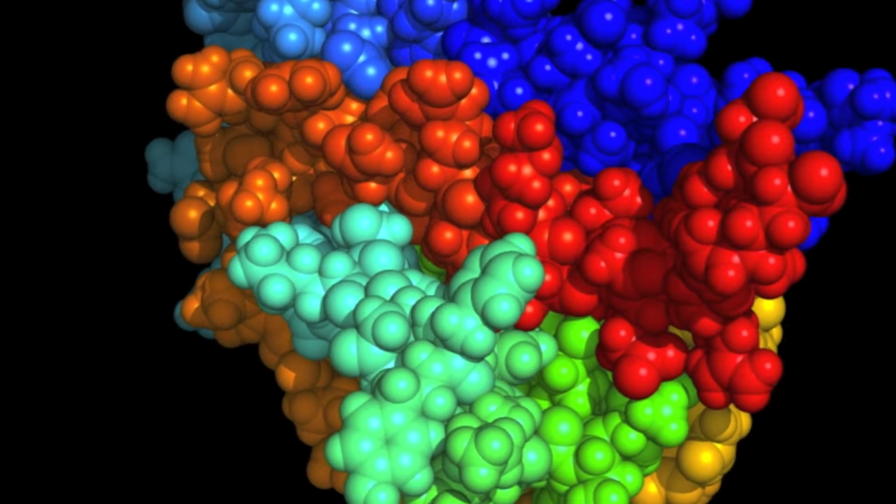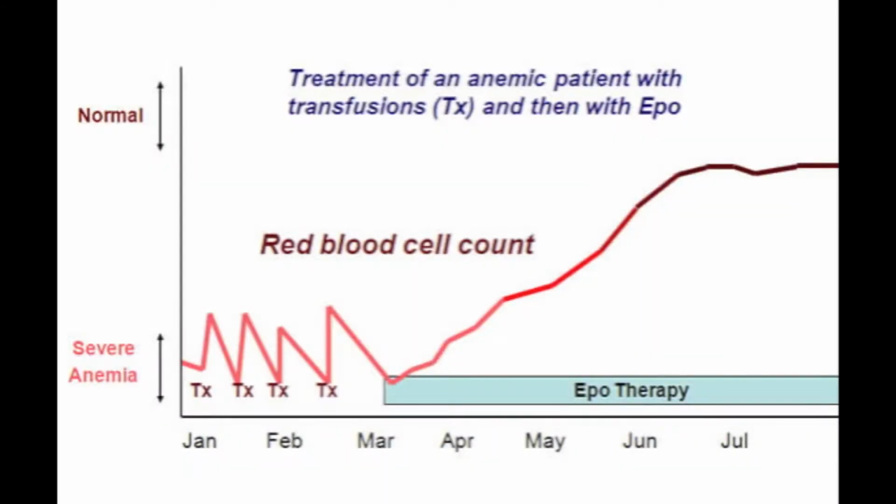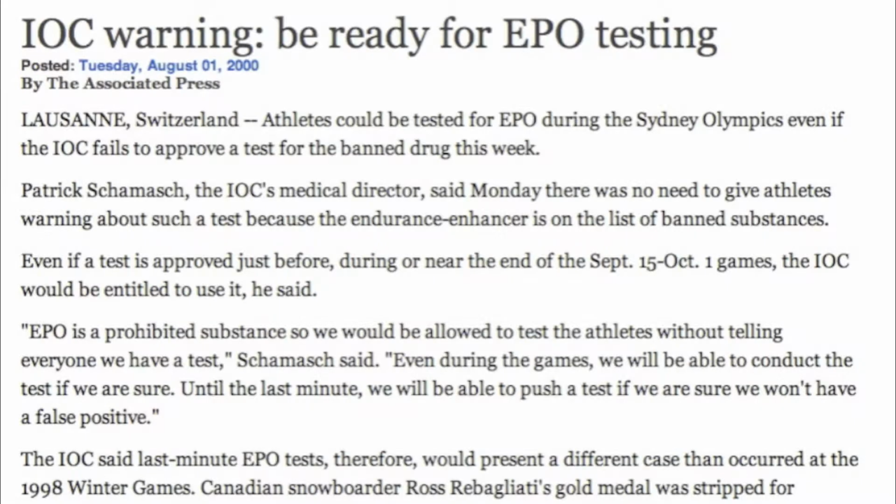Erythropoietin, also known as EPO, is a glycoprotein hormone that regulates oxygen levels in the body. It was developed for use in anemic patients, individuals lacking red blood cells. However, in the 1970s, professional athletes began using EPO to enhance their performance.